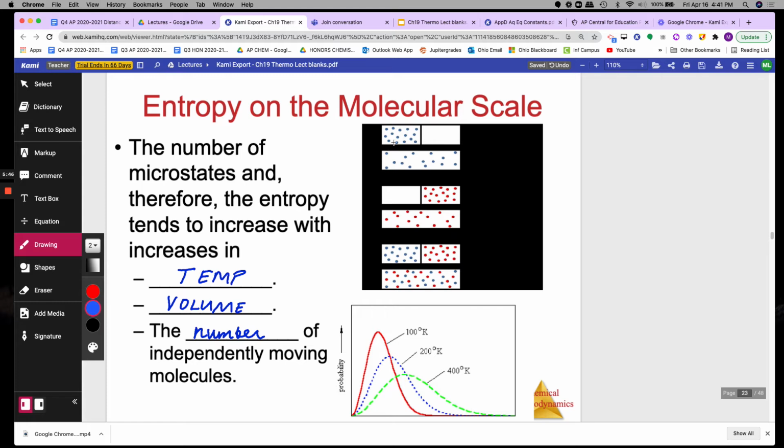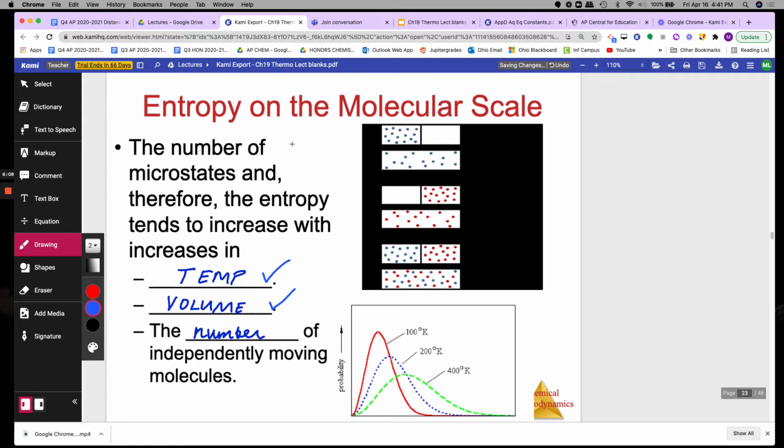Here you go again, here's the same dots. Even if you increase the temperature, you're going to get more microstates. The number of microstates, and therefore the entropy, tends to increase with increasing temperature. Of course, the hotter you get, the more distribution, the more vibrations and rotations. It also increases with increased volume.